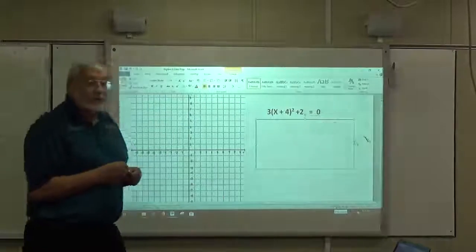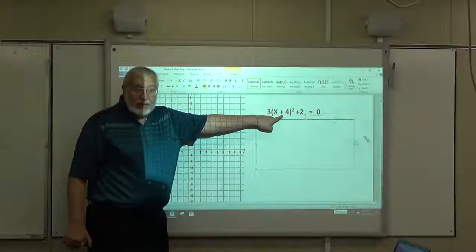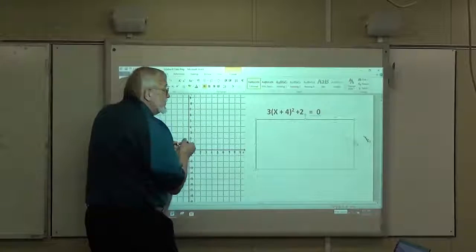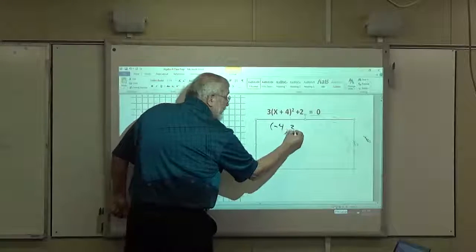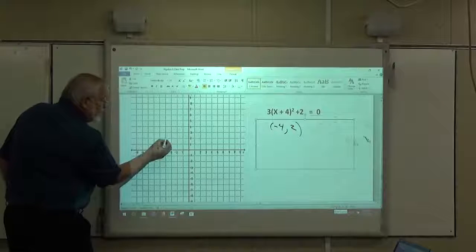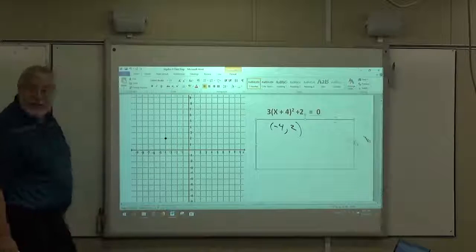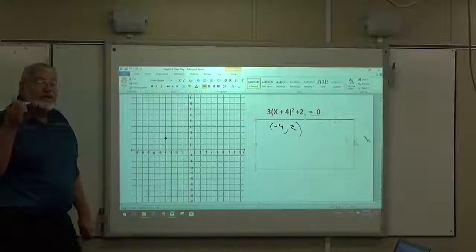Where's the x value? The x value is right here, opposite of this number, negative 4. So I have a negative 4, and then I have a positive 2, so that's my vertex. Negative 4, 2 is right here.